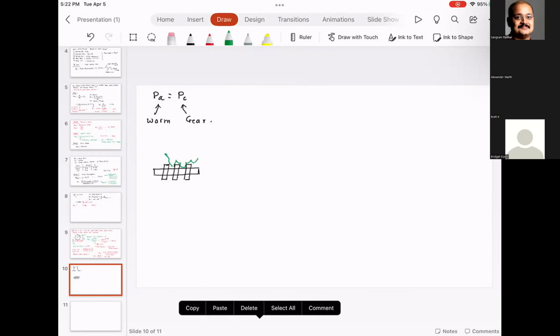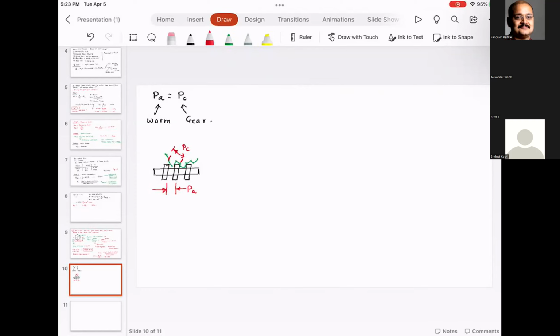The power screw is meshing with the gear. I want you to understand that the axial pitch of this one, which is PA, has to be the circular pitch of this one. So the axial pitch of the worm has to be the circular pitch of the wheel. Only then would the worm mesh with a worm wheel. Otherwise, the worm is not going to mesh with the worm wheel.